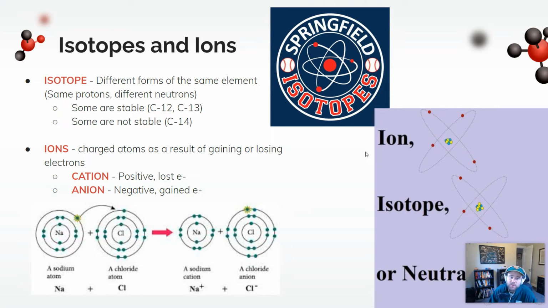An ion is when you change the number of electrons. A cation is when you have more protons than electrons, so it has a net positive charge. An anion is a negative net charge, which means you have more electrons than protons. And ions are really going to want to form bonds so they can get stable.